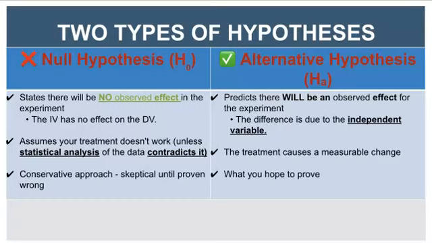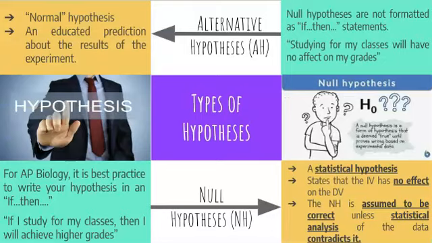And so an alternative hypothesis or null hypothesis should be written in if, then, because statements in AP Biology. And null hypotheses are simple because you're basically going to say that there's going to be no effect. So, for example, if I study for my classes, then I will achieve higher grades, versus studying for my classes will have no effect on my grades, right? That's a null hypothesis. All right. And so here's basically a little summary of that. You want to use the if then for the example. All right.